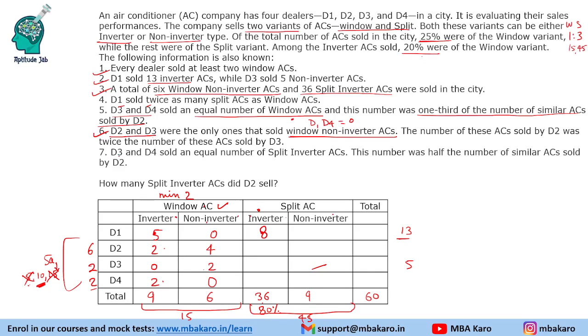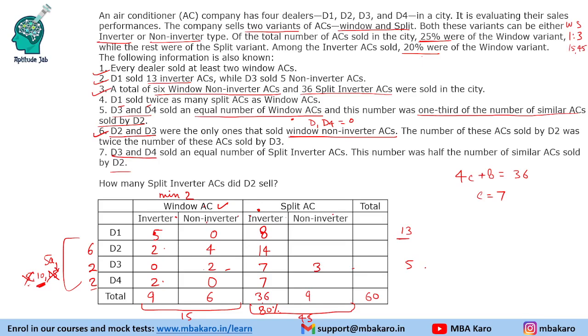Last condition says D3 and D4 sold an equal number of split inverter ACs, and this number was half the number of similar ACs sold by D2. So D2 will sell 2 times of it: 2C, C and C. So 4C plus 8 is equal to 36, or 4C is equal to 28, or C is equal to 7. So we get these values also, 14, 7 and 7. Now this total was supposed to be 5, these two values, hence this value is going to be 3.